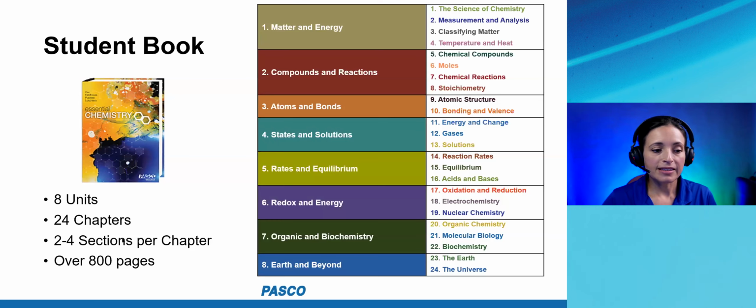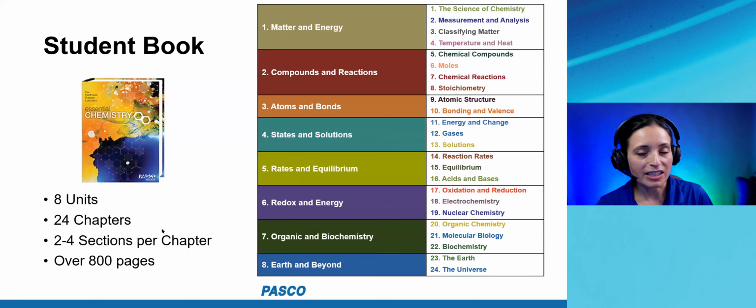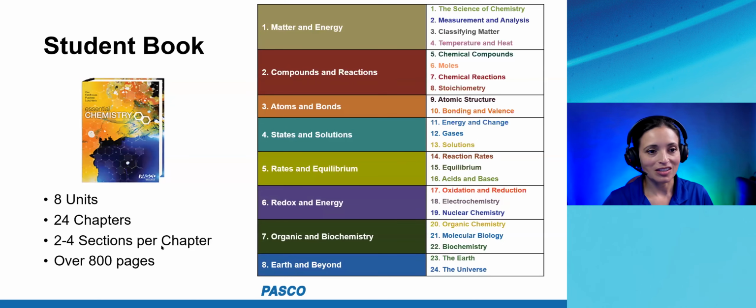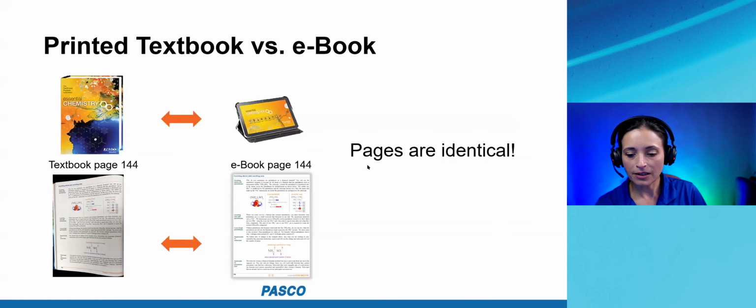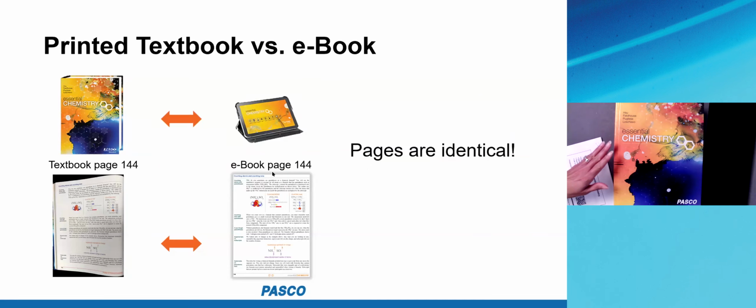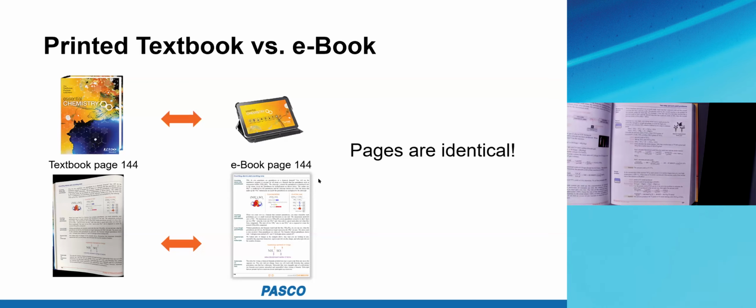Every chapter has a few sections, at least 2 up to 4 sections. And for simplicity, we've called sections lessons, even though we realize a lesson is not one lesson. It can take multiple days. And the textbook itself has over 800 pages. The textbook and the ebook pages will be the same. So if you open up the textbook to page 144, it will be the same as the ebook on page 144. So let me just open a random page here.